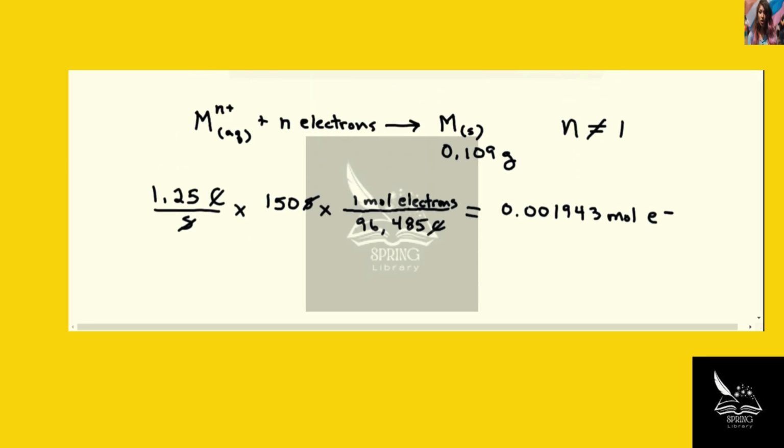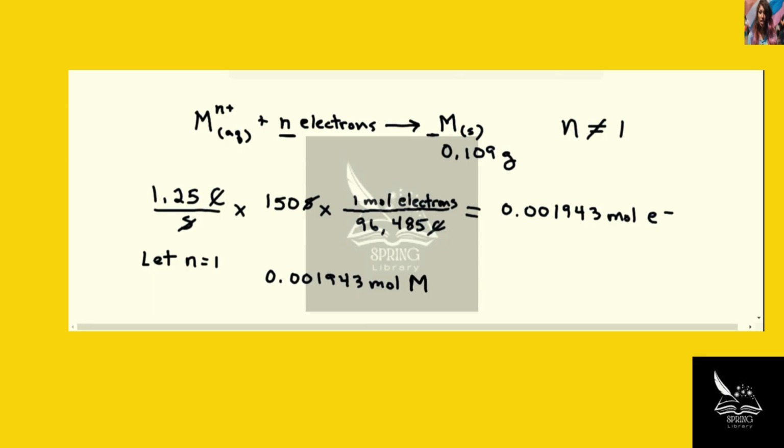If N were 1, so we're saying let N equal 1, which we're trying to show why it can't be. So if we let N equal 1, 0.001943 moles of electrons would be equal to the number of moles of the metal, because if N is 1, then the coefficient on M is going to be 1. So if N is 1, we would have 0.001943 moles of the metal.